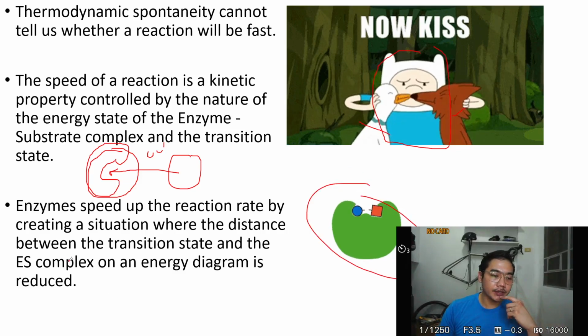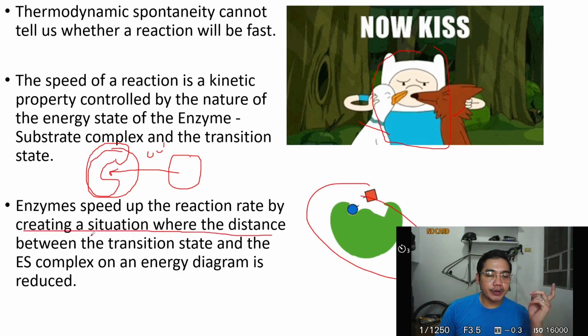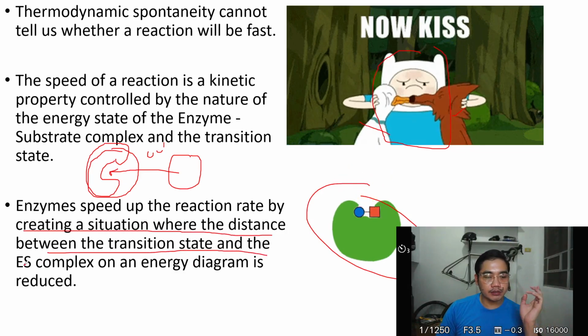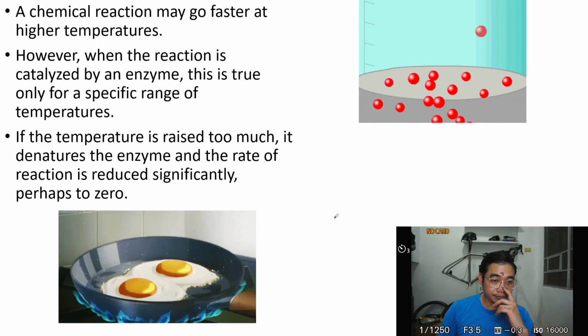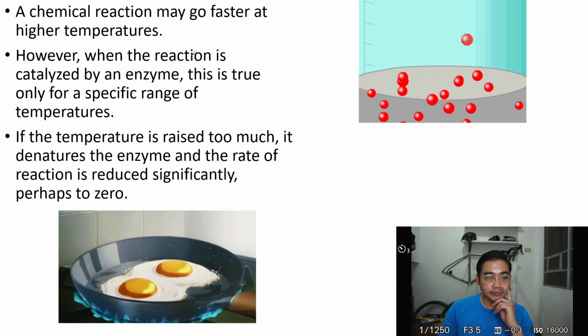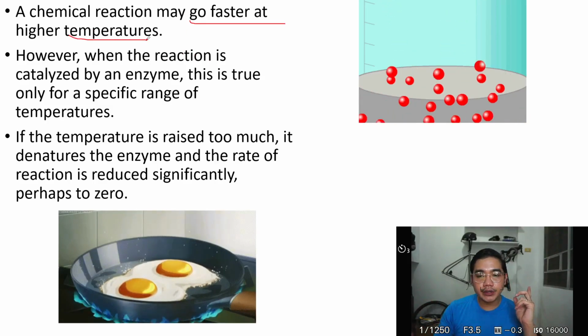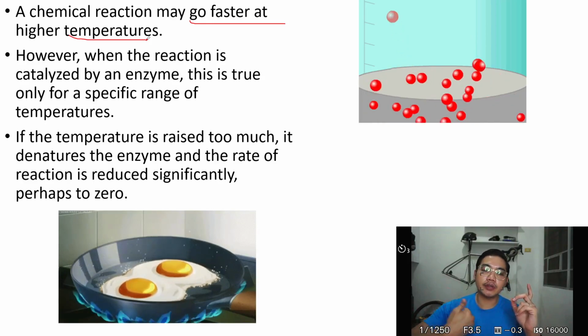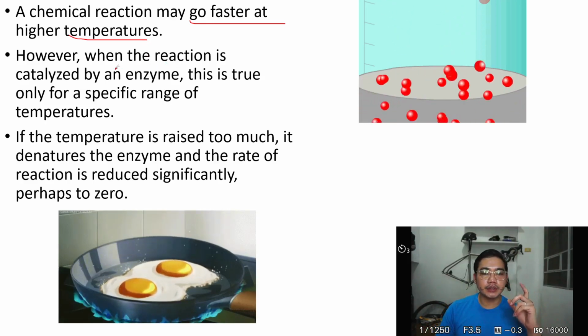Same with here. So they are creating a situation where the distance between the transition state and the ES complex of an energy diagram is reduced. We're gonna talk about that later. Chemical reactions may go faster at higher temperatures. Like I said earlier, if you increase the temperature, there will be increased energy. There will be increased kinetic energy.